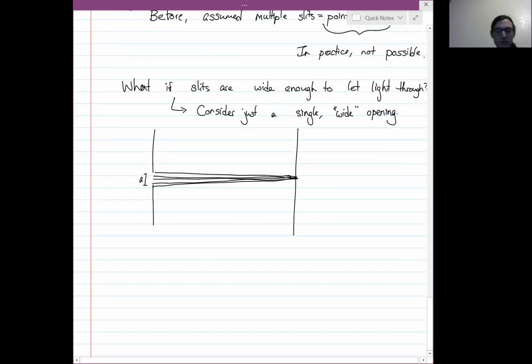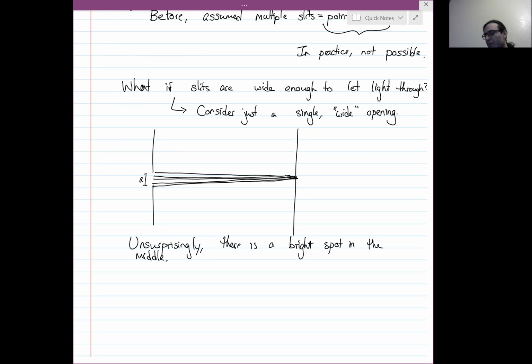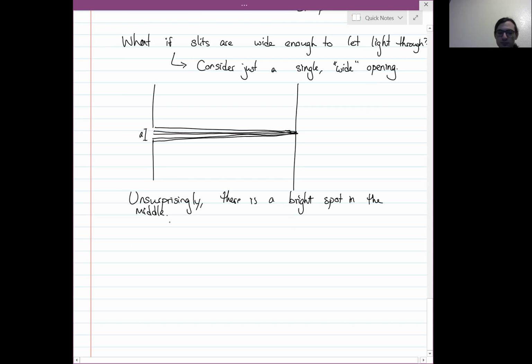So unsurprisingly, there's a bright spot in the middle. This seems obvious, but the point I'm about to make is not obvious: there are other bright spots too. So why is there a bright spot in the middle? Well, it's not just because all of the light goes there, because it doesn't. The light goes every which way.